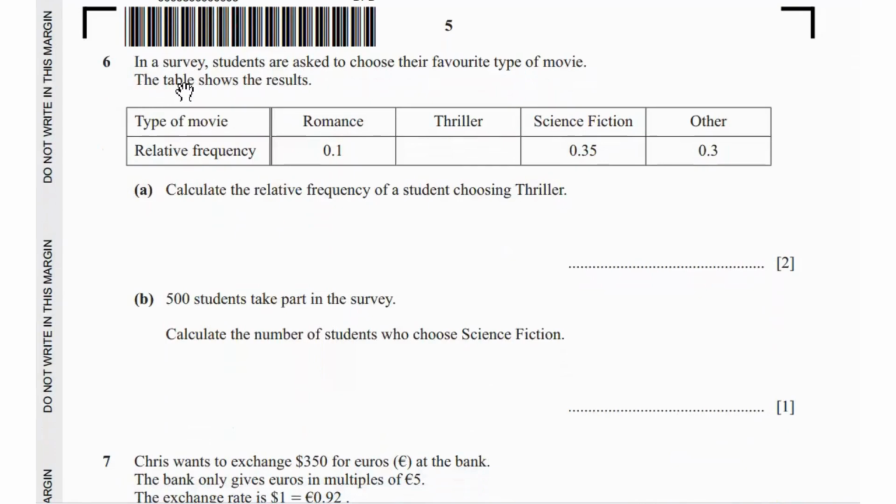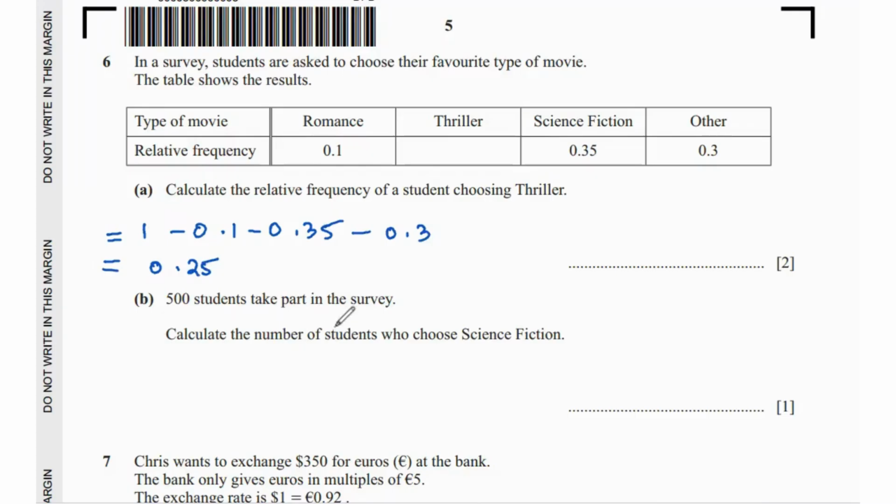In a survey, students are asked to choose their favorite type of movie. The table shows the results. So we have the relative frequency for romance, science fiction, and other. They're asking us to find the relative frequency for thriller. So we will subtract 0.1, 0.35, and 0.3 from 1. You always do this, whether they've given you the probabilities or the relative frequencies. You will subtract the given values from 1 to find the missing value. So that's going to give us 0.25.